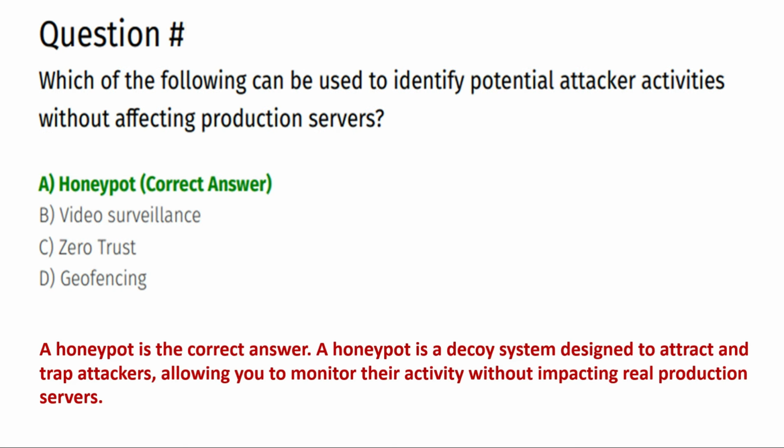The next question is, which of the following can be used to identify potential attacker activities without affecting production servers? Option A, Honeypot. Option B, video surveillance. Option C, zero trust. Option D, geofencing. And the correct answer for this question is option A, Honeypot.